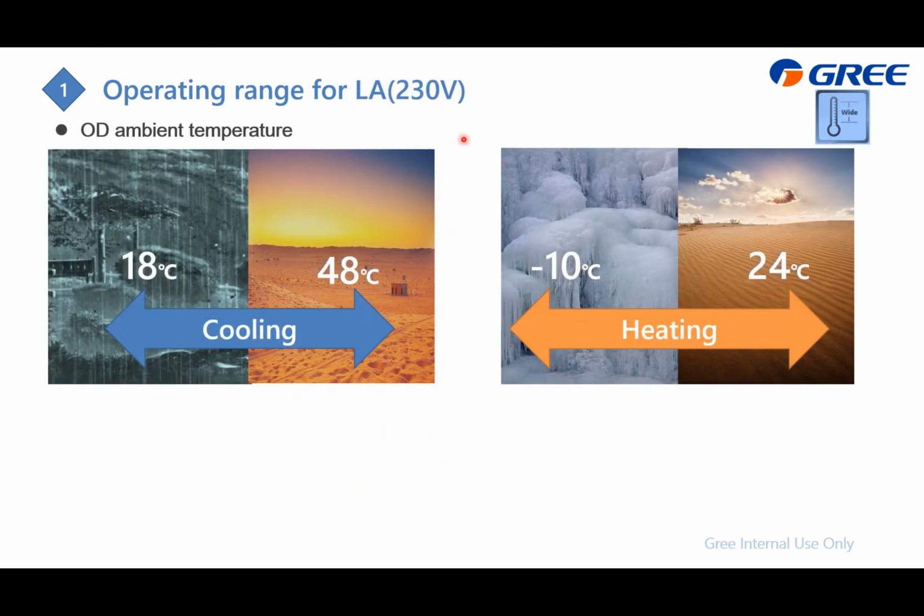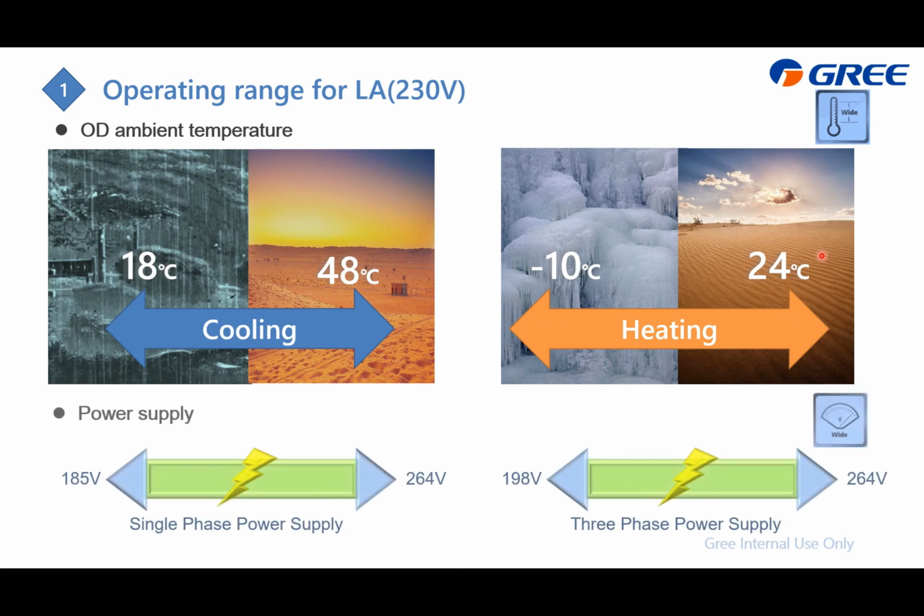As for the Latin American 230 volt, for this series, first is the outdoor ambient temperature. For cooling it is 18 to 48 degrees, and for heating -10 to 24 degrees. Similar, right? And for the power supply, for this series we have two, which is single phase and 3 phases. And here is the range, just for your reference.